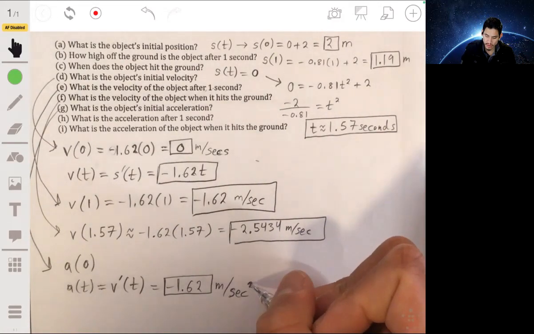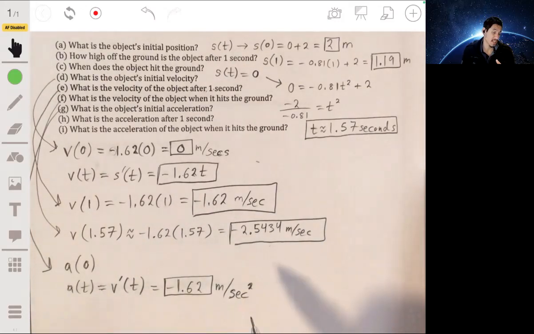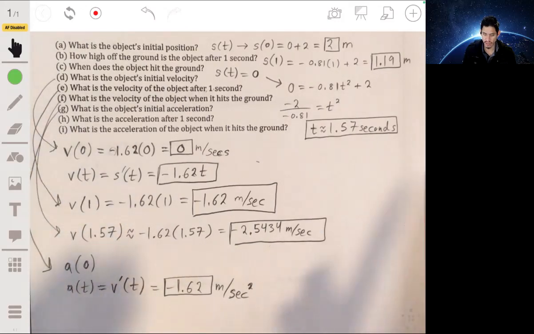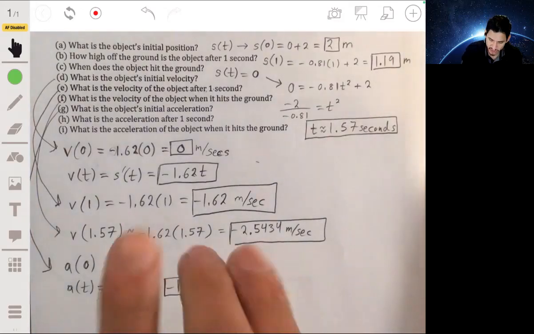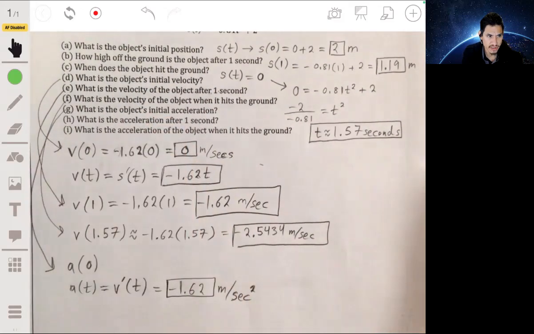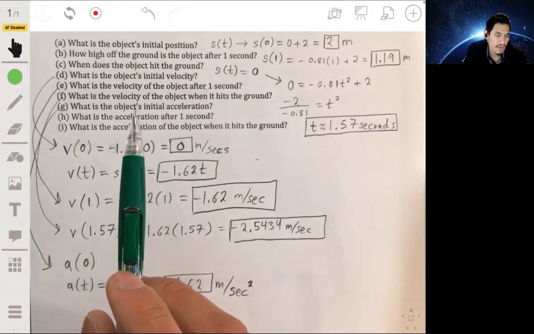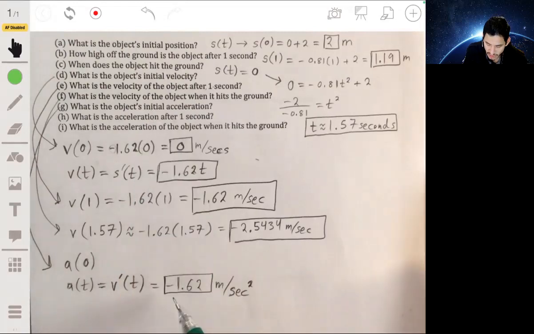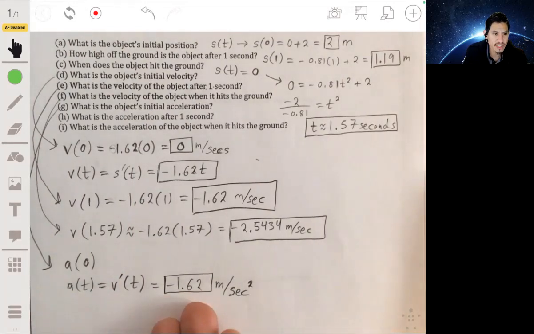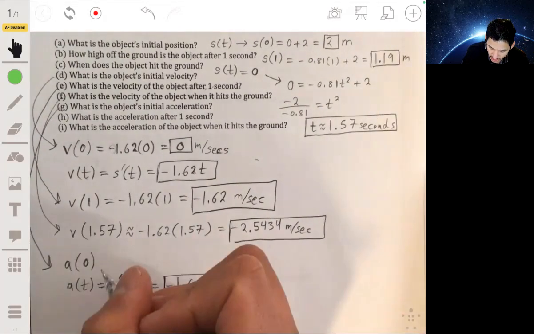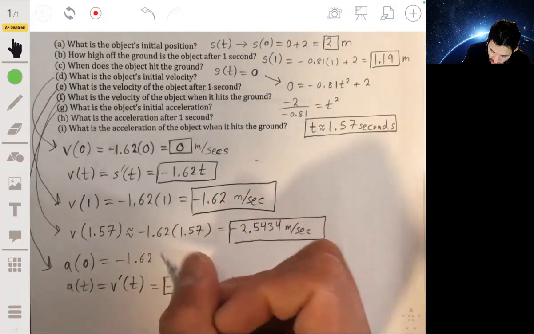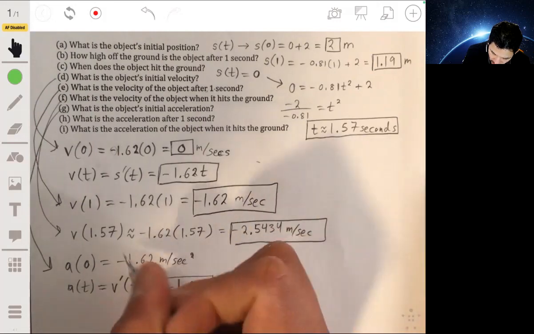I'm going to talk a little more about why it's meters per second squared in the next problem, because I know at first you're wondering what's going on. If you're a little uncomfortable with that, don't worry, I'll clear that up. Let's focus first on these last two parts. So the acceleration is -1.62 meters per second squared. So its initial acceleration is just negative 1.62. It's saying that the acceleration is always negative 1.62 meters per second squared. It doesn't depend on time. So a of 0 is just negative 1.62 meters per second squared at the start.